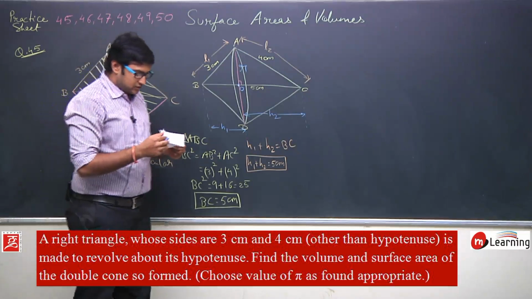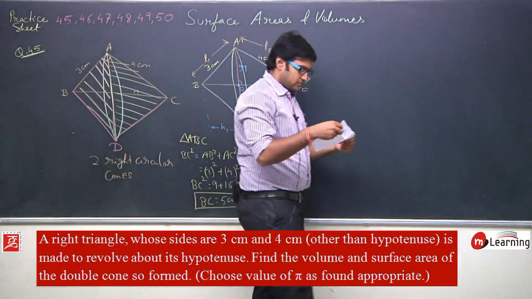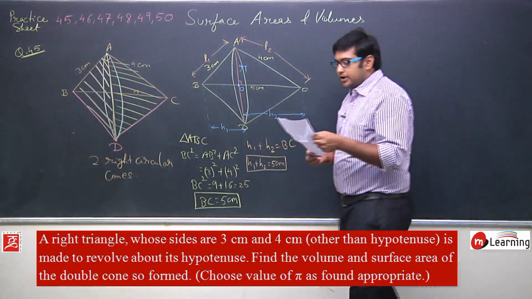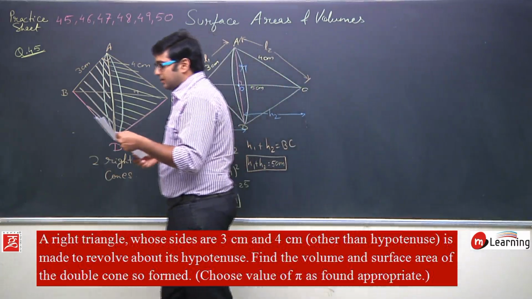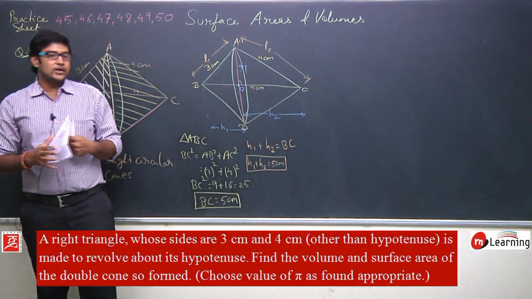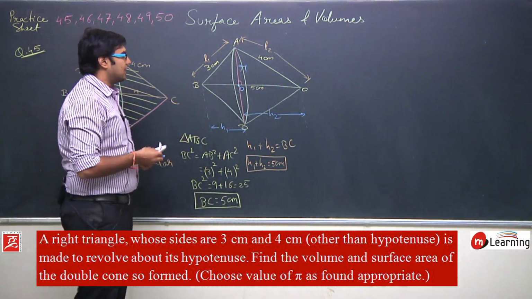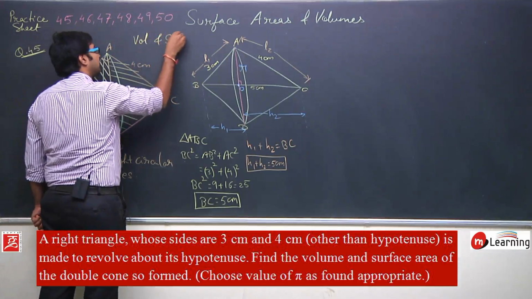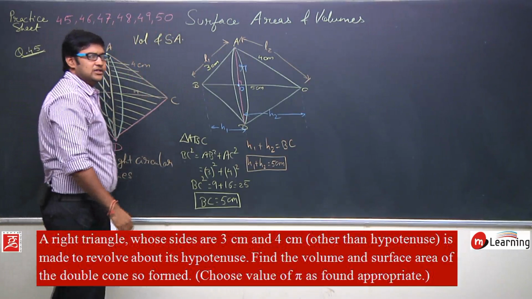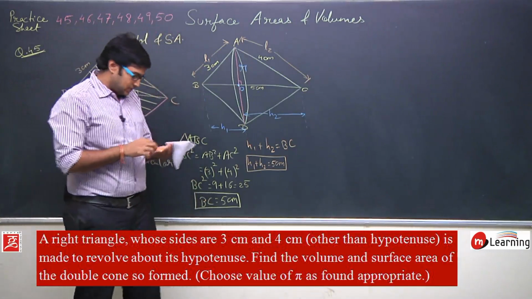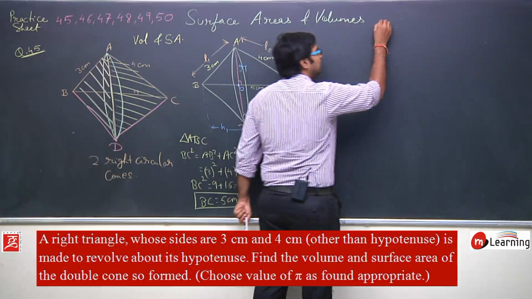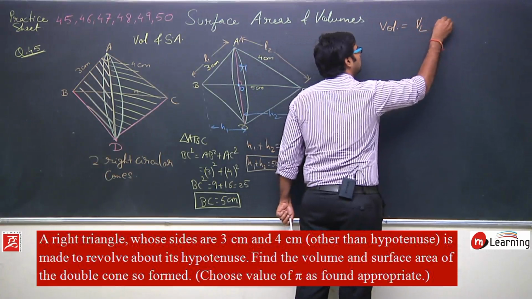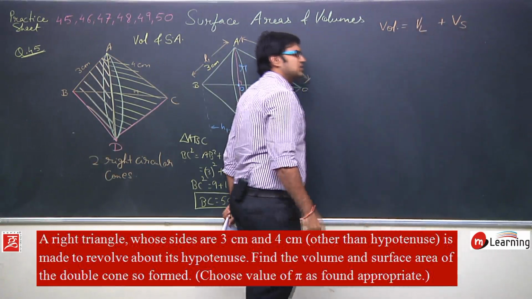Now what this question asks, this question asks us to find the volume and surface area of the double cone so formed. So I need to calculate the volume and surface area. So our task is to calculate volume and surface area. These two things I need to calculate. If I ask you the volume, then volume will be equals to volume of larger cone plus volume of smaller cone. This will be the volume.